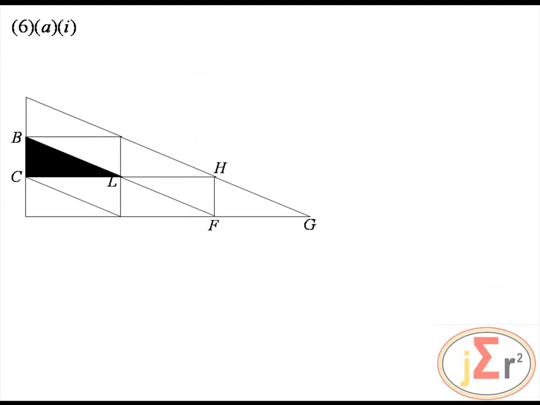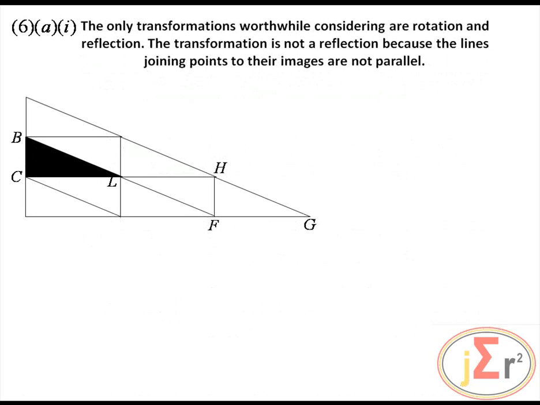The diagram shows a pattern made of congruent right-angled triangles. In each triangle, the sides that meet at the right angle are 1 unit and 2 units long. So of course, this is 1 unit and this is 2 units. Right? So 1 unit, 2 units. We cannot forget that. Now we will describe fully the single transformation that will map triangle BCL that we have right here onto triangle FHL. What is the transformation that maps this triangle BCL on this one?